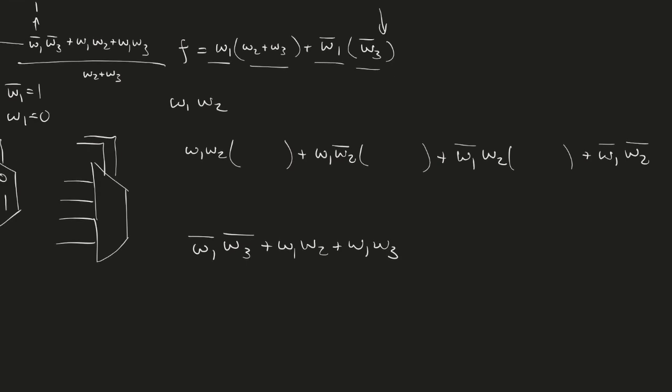Okay, so W1 will be 1 and W1 naught will be 0, and same with W2. Okay, so this is gone. This is just 1 plus W3. So it's just going to be 1. So we're just going to put a 1 here. Next.